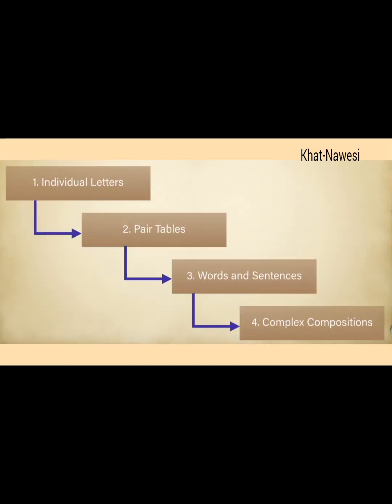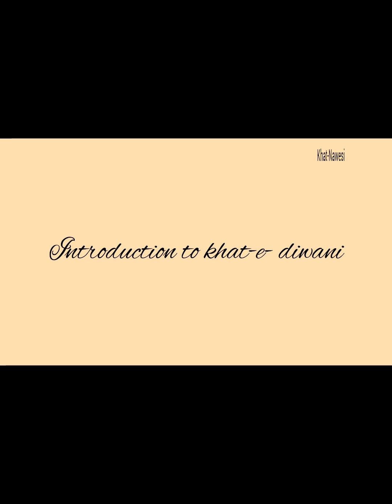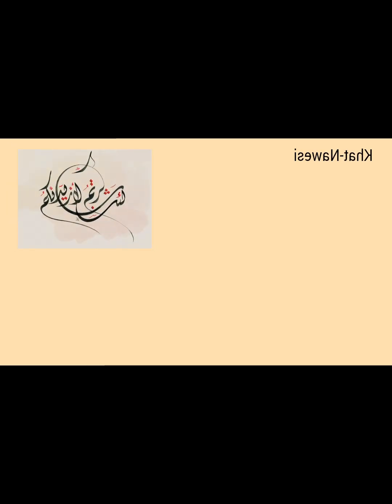For example, in this course, we first learn the individual letters, then we move to the pair tables, meaning how they are connected to each other. Then we'll move to words and sentences, and the last step would be complex compositions like Jali Diwani. Diwani is a cursive style of Arabic calligraphy in which the spaces between the letters are often narrow.